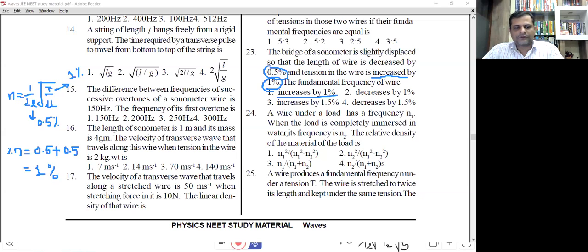So how will you find out that? What is the relationship between these things? The frequency of the wire under a load and the frequency of the wire when that same load is just immersed into water. So what is the relationship between the initial and final frequency of the wire and the relative density of the material? Yes, already we have done it.